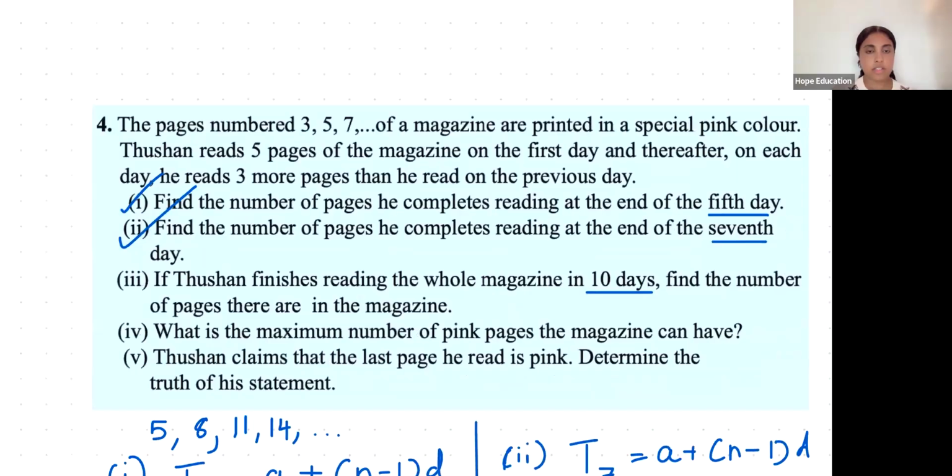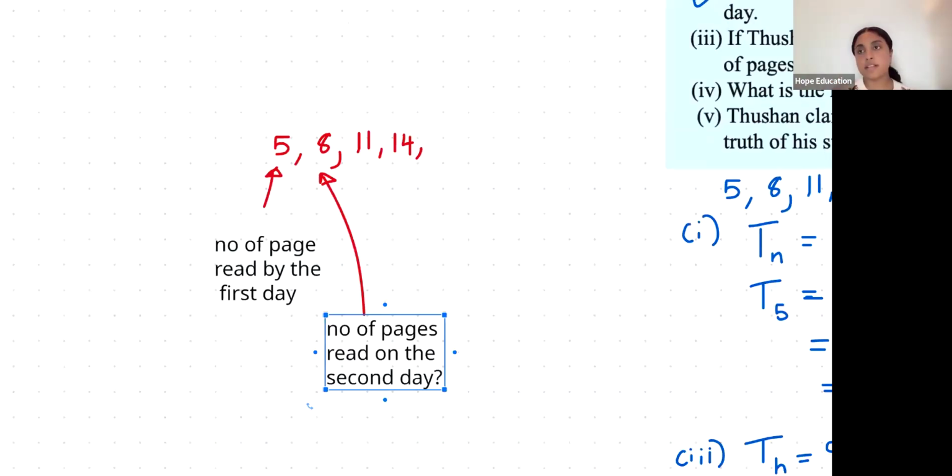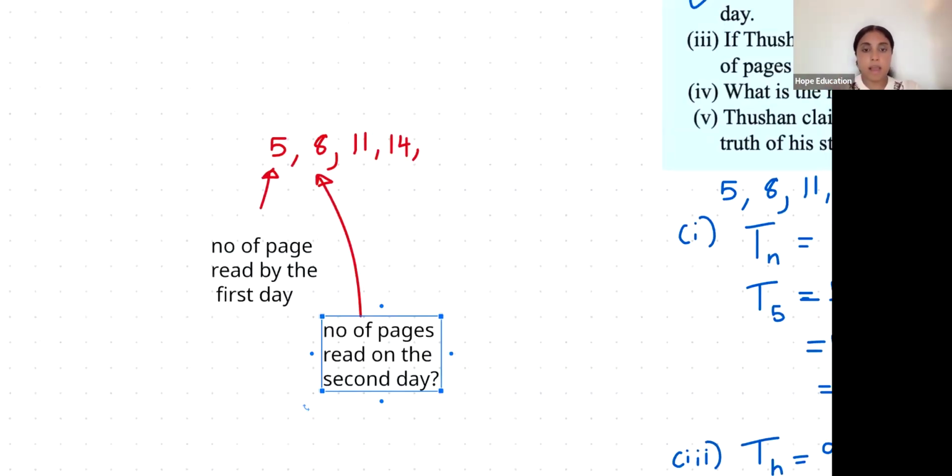Pages numbered. Okay. Tushan reads 5 pages of the magazine on the first day. And thereafter on each day he reads 3 more. Oh, yes. 3 more pages than he read on the previous day. So then this is correct. So again, 8 can be the number of pages he reads on the second day. I'm very sorry, I overlooked that part.